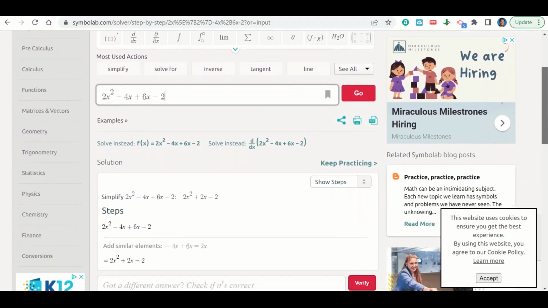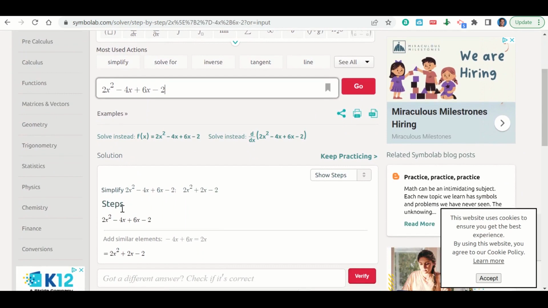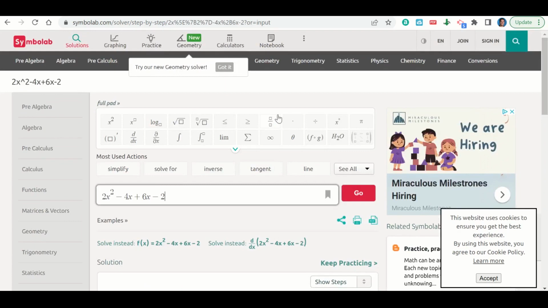And notice now if we scroll down, they combine the like terms here. We have 2x squared minus 4x plus 6x minus 2. It says add the similar elements, so it tells me which ones I'm going to combine: negative 4x and 6x, and I get 2x. So it should end up being 2x squared plus 2x minus 2. So that's how we can use Symbol Lab to check our work when dealing with combining like terms.